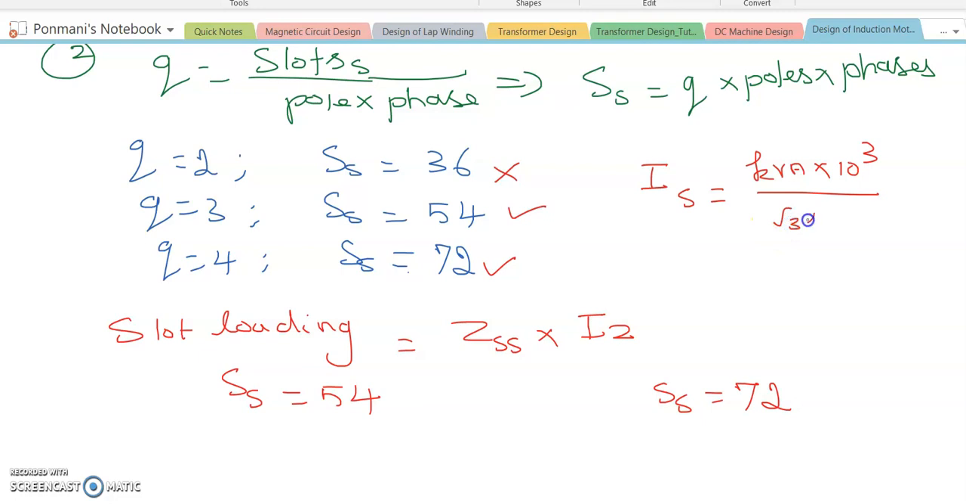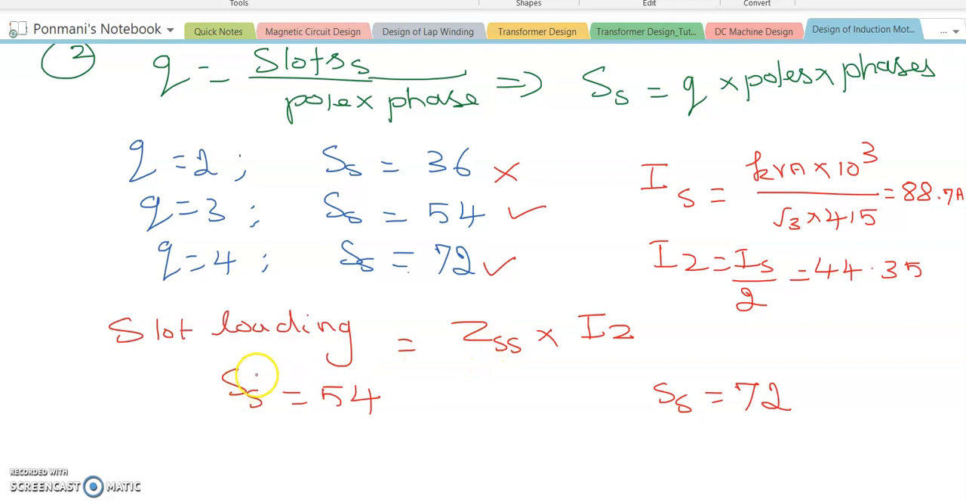So root 3 into 415 is given, so that you can get IS as 88.7 amperes. But IZ is equal to IS divided by the number of parallel paths, so divided by 2, so IZ is equal to 44.35 amperes. Now the total number of conductors per slot we can calculate.